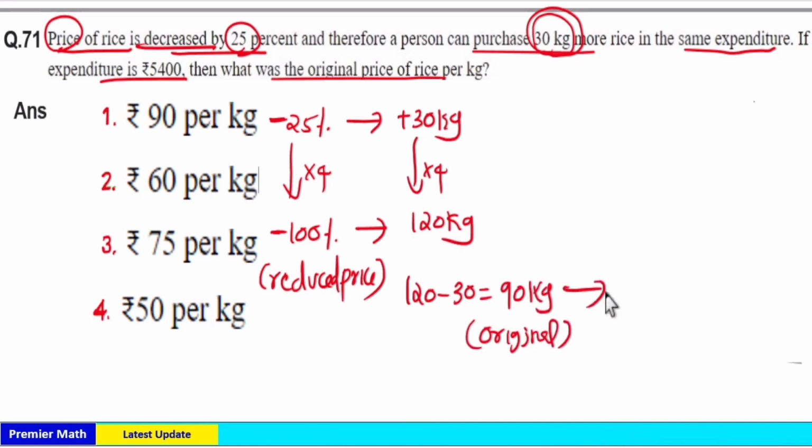So this 90 kilogram costs 5400 rupees. 90 into 60 is 5400 means 1 kilogram costs 60 rupees. Option 2 is your answer.